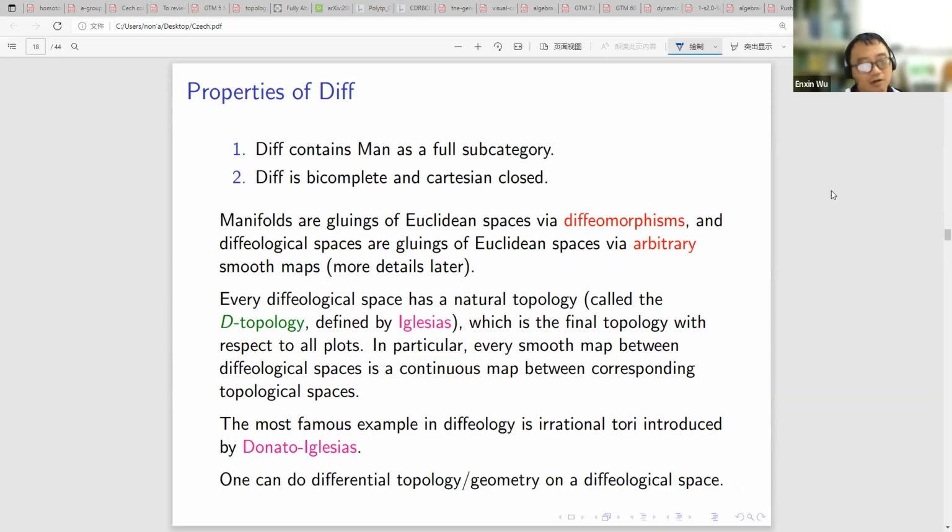Okay, another thing I want to mention. Sorry, Enxin, can I ask a question? Yeah, sure. Just maybe running a little bit ahead. If you consider a Frechet manifold as a diffeological space, do you recover the Frechet topology from the D-topology? That's a good question. Actually, honestly I haven't checked.